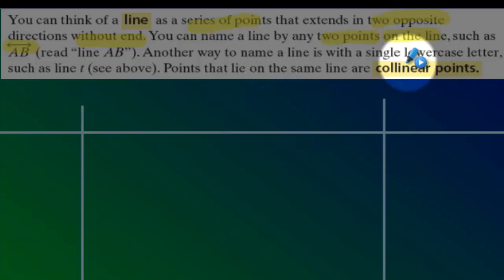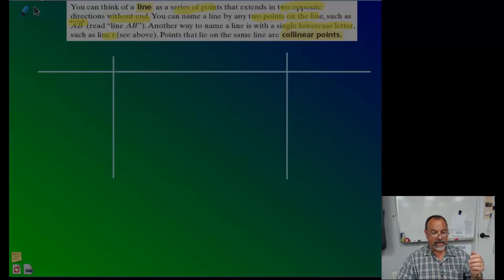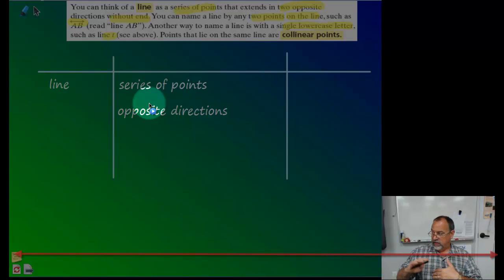Another way to name a line, another way, is with a single lowercase letter, such as line T. Okay? So a lot of information about a line, all of it very, very important. So let's take some time to go through it. First thing is, a line is a set of points. So just like we talked about before, all geometric figures are a set of points. A line is a set of points, so it is a geometric figure. These points are very specific in that they go in opposite directions. So if I'm standing here in a point, a location, if I look this way and I look this way, all the points this way put together with all the points this way forever represent a line.